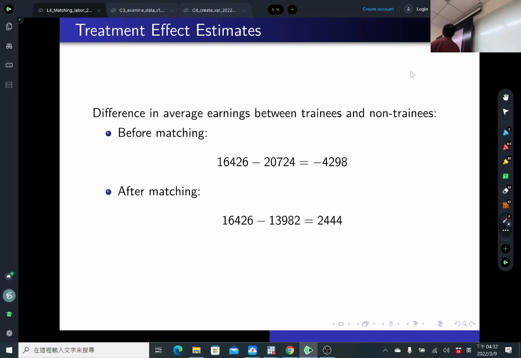Before matching, since the control group is older, the average earnings are higher than the treatment group. So you will get a conclusion that the job training program will just reduce your earnings. But this is because the control group tends to be older people. So after you adjust for the age factor, the difference becomes positive. Okay, so you will get a different conclusion. So that's how we practically do matching.